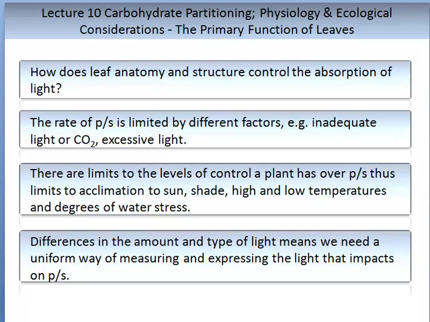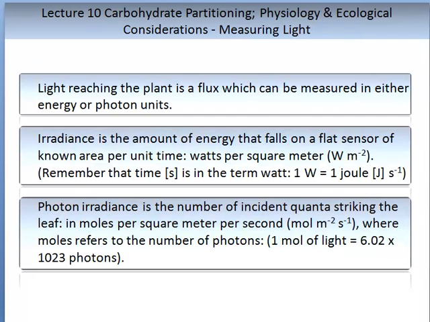Differences in the amount and the type of light mean we need a uniform way of measuring and expressing the light that impacts on photosynthesis. So let's look at measuring light in a little bit more detail. Light reaching the plant is a flux, which can be measured in either energy or photon units.